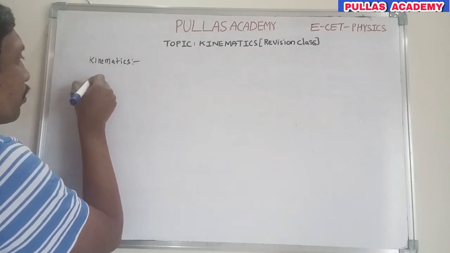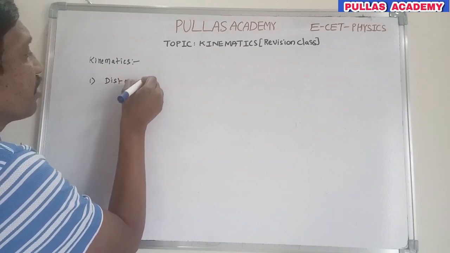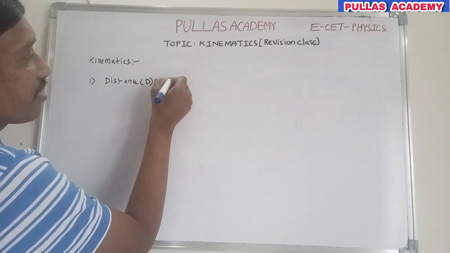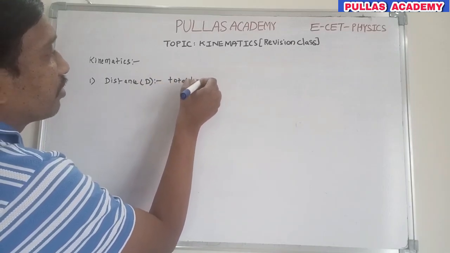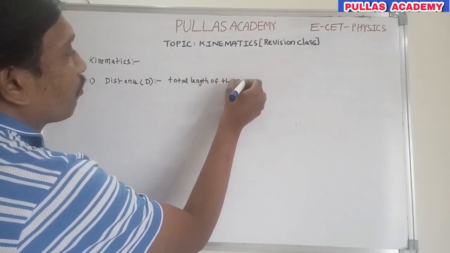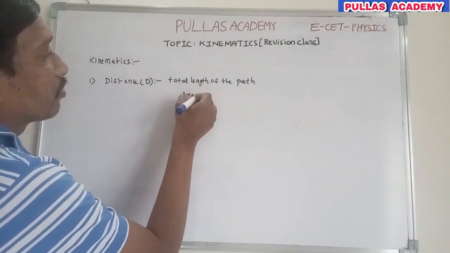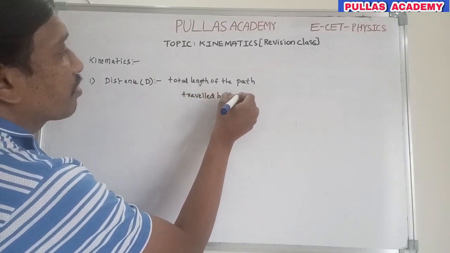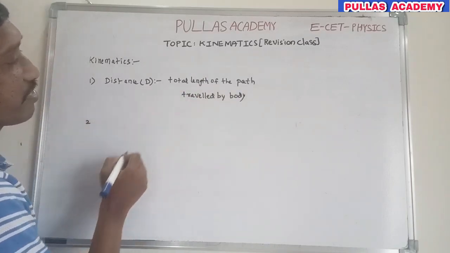The first important parameter is distance. What is distance? Distance is nothing but path length. According to the definition, distance stands for the total length of the path traveled by the body. Total length of the path traveled by a body is called distance. That's all. Okay, now next, distance is a scalar quantity.